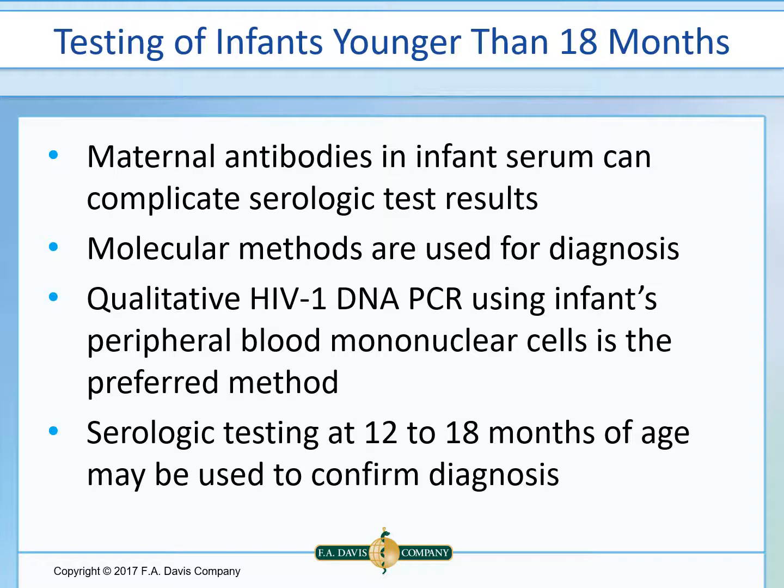Two or more negative test results at 1 month of age and older than 4 months of age provide evidence for the absence of HIV infection. Quantitative RNA assays may also be used but are not as sensitive as DNA assays for HIV. Serologic testing at 12 to 18 months of age may be used to confirm diagnosis. There has been increased emphasis on screening pregnant women for HIV because early detection is important, as infants then have a better prognosis when combined antiretroviral therapy is started early on.